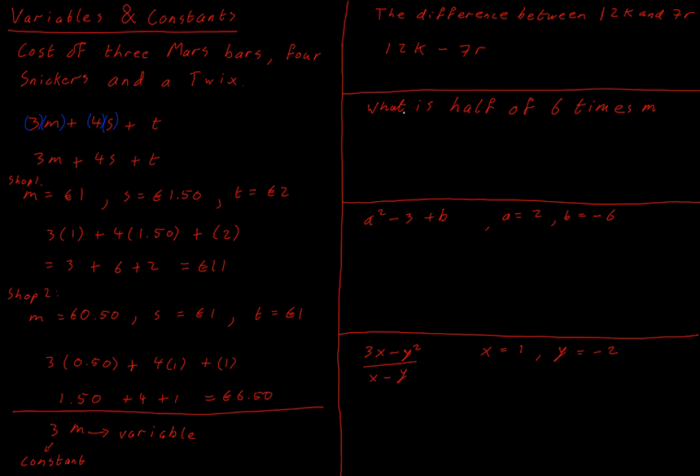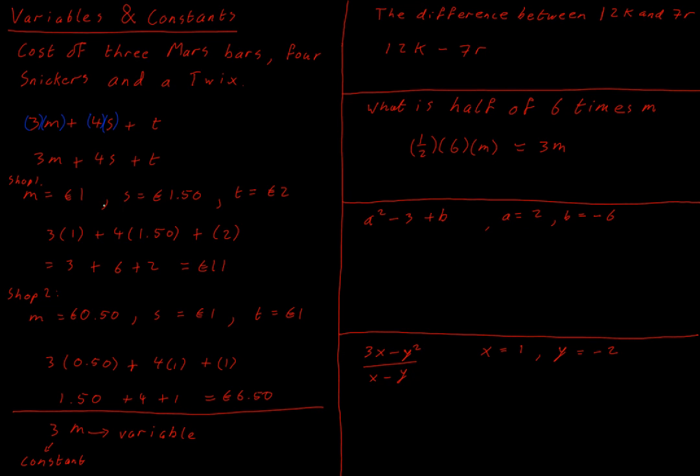In this example, what is half of 6 times m, where m is some variable, something that can change, just like m was the cost of a Mars bar before. So half of means multiply, 6 times means multiply, and half of 6 is going to be 3, and I still have it multiplied by m, so I have 3 multiplied by m, which I can just write as 3m.